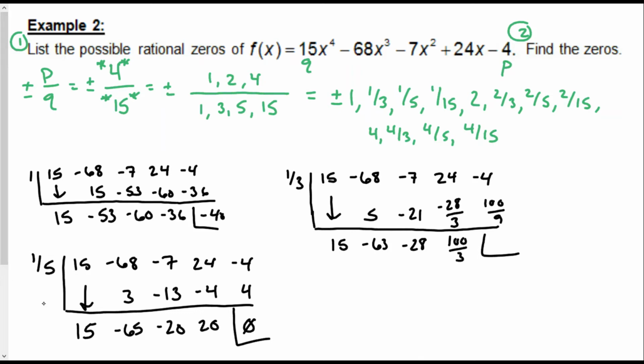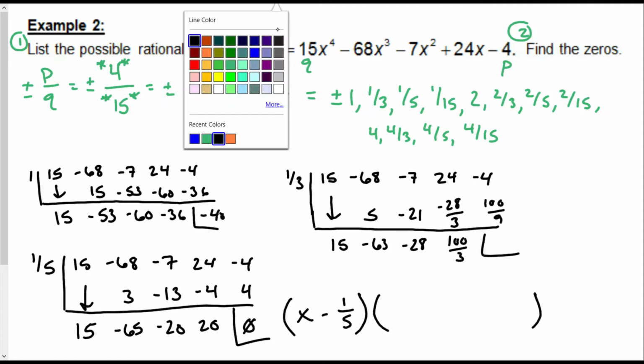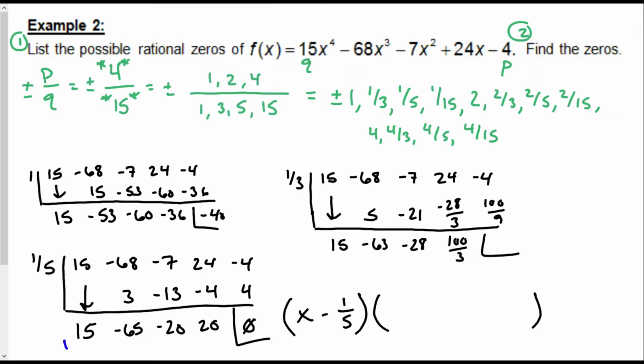So this means that something along the lines of x minus 1/5 is a factor. And what's the other factor? Well, that's going to come from what's left over. What's left over is 15x to the third minus 65x squared minus 20x plus 20. Because if you multiply these two things together, what are you going to end up with? 15x to the fourth minus 68x cubed minus 7x squared plus 24x minus 4.